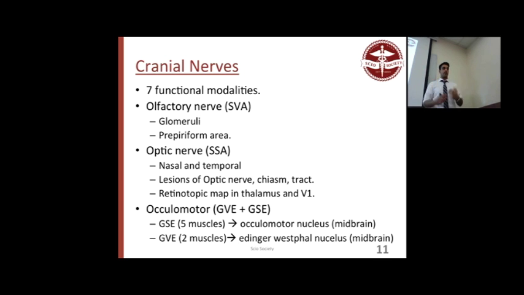Up to the optic chiasm, that's called the optic nerve. And then from the chiasm back to the lateral geniculate nucleus is the optic tract. And then from the lateral geniculate nucleus back to your primary visual cortex is your optic projection.